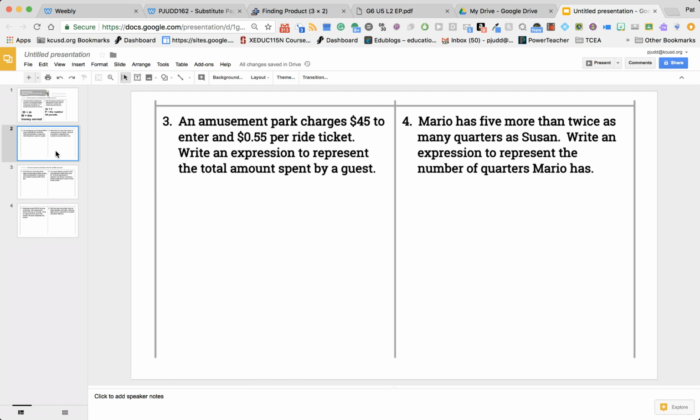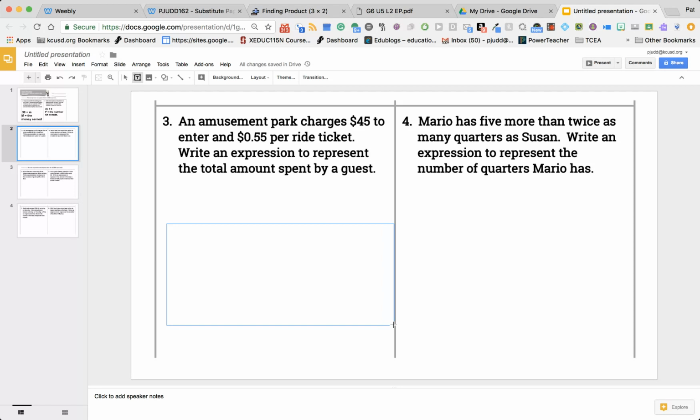So I'm going to have the substitute pause the video here, and we're going to check back in, let's say, 5 minutes. Okay? So stop the video here. Complete 3 and 4, listing all the important information, writing the expression, and then writing the meaning for the variable. Ready? 5 minutes, go. Okay, let's check and see how you did.